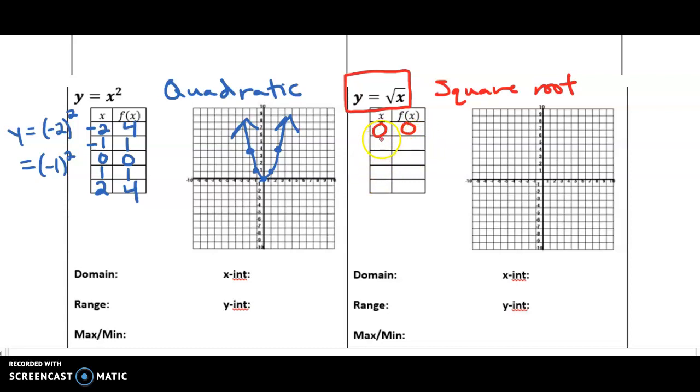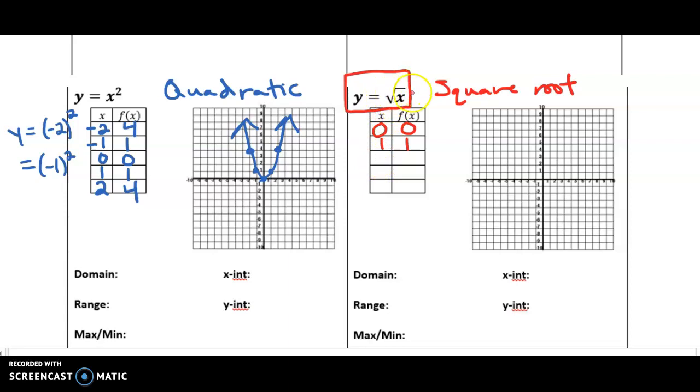I can also plug in 1. The square root of 1 is just 1, because 1 times 1 is 1. Now you might be thinking, let's just go ahead and plug in 2 for x. But I want to think smart here. If I asked you for the square root of 2, you would probably need a calculator to tell me what that value is. And when we're trying to graph these functions on the coordinate plane, we want really nice crisp points. We don't want to graph at some random decimal, right? And so I want to think smart here.